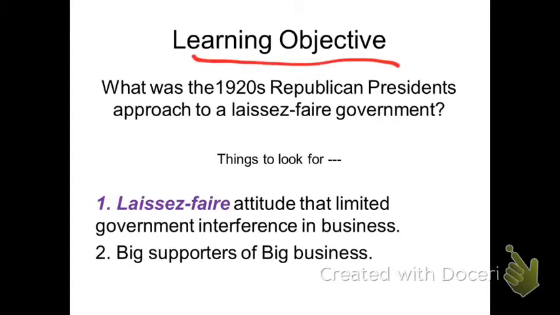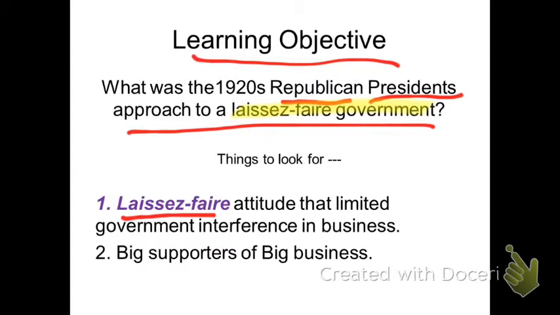Our learning objective in this next little section of slides: What was the 1920s Republican presidential approach to laissez-faire government? The 1920s are dominated by the Republican Party in terms of the White House. Things we need to look for as we think about and discuss laissez-faire government.